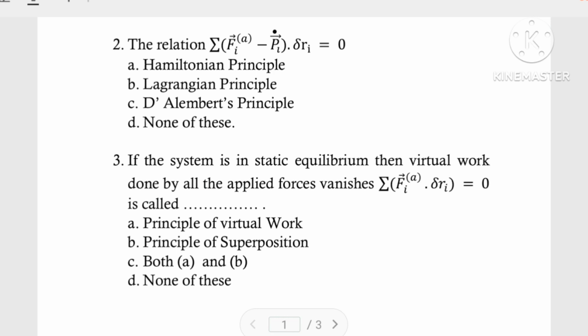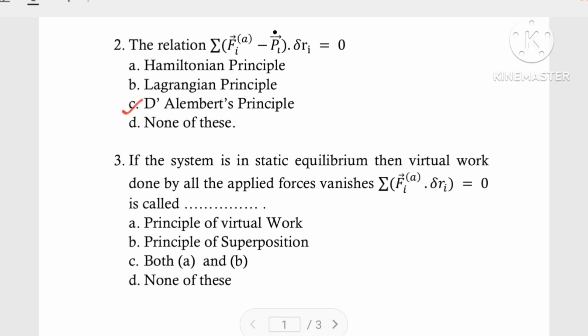Second question, the relation summation Fi applied minus Pi dot del Ri is equal to 0. Options: Hamiltonian principle, Lagrangian principle, D'Alembert's principle, none of this. The answer is D'Alembert's principle. That is, summation over Fi applied minus Pi dot del Ri is equal to 0. That is D'Alembert's principle.